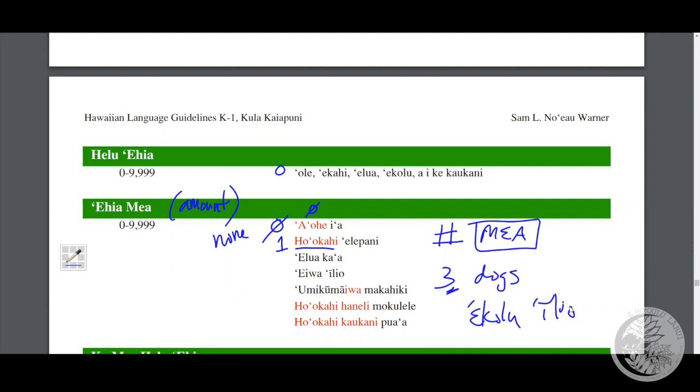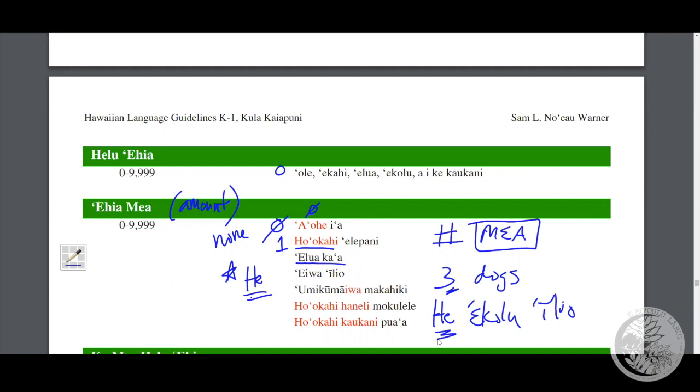Now, sometimes, just to add, you may notice that an amount, many times, people would put the word he in front. And that's a common expression. For example, like 2 cars. You can say elua kaa, and commonly you will hear people say he elua kaa. And the he is a sign that this is an amount. And that's a good habit to use. 3 dogs, ekolu ilio, or he ekolu ilio. The expression of an amount, that's common also.